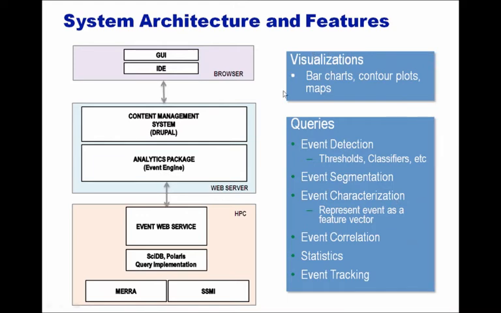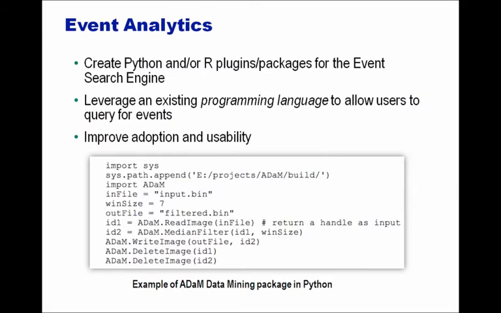So the initial focus is to basically build the simple stuff, like simple visualizations for event detection, such as bar charts, contour plots, and maps, and queries to do detection, segmentation, characterization, and correlation statistics. Tracking is a trickier problem to implement in this kind of architecture. So it's on our list, but it may be a little down the road in terms of when it's actually developed.